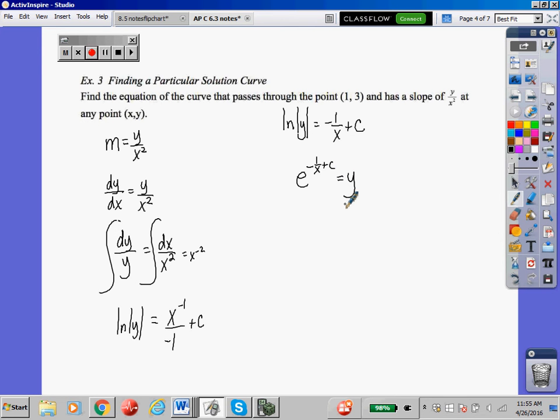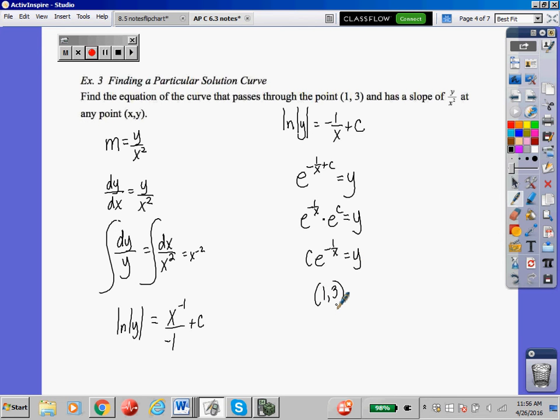So what I just said on example 2 is that one was impossible to get y by itself because I had a y squared and an ln y. But I said if you can get y alone, you want to do that. So in this case, I'm going to go from logarithmic form to exponential form. So this is e to the -1 over x times e to the c. That's c e to the -1 over x equals y.